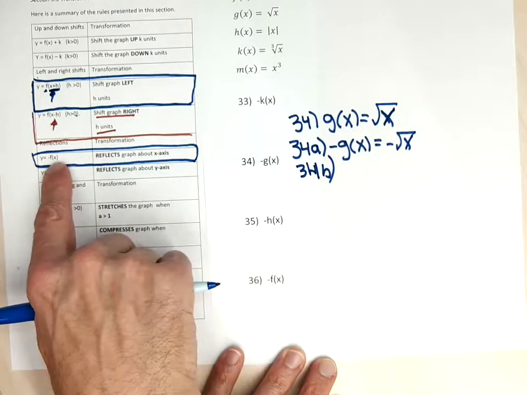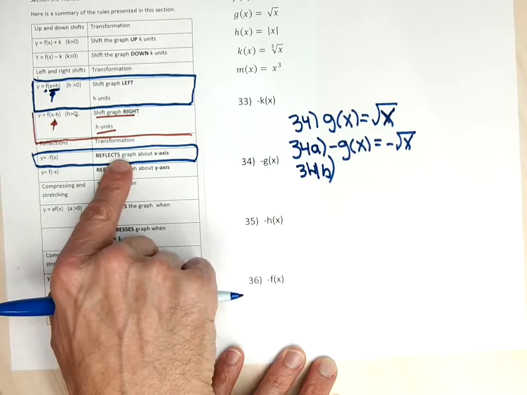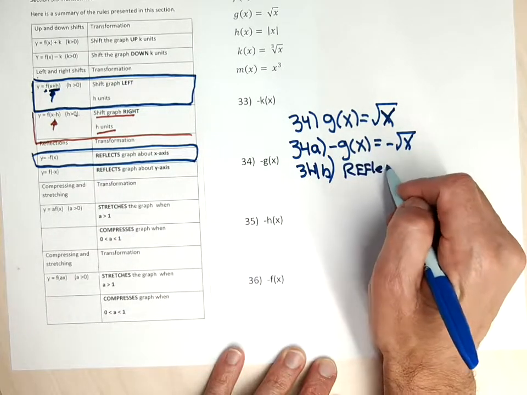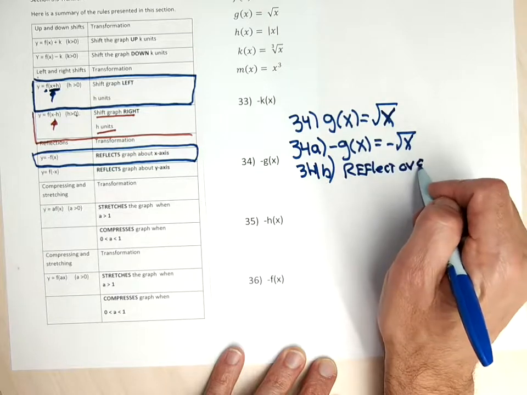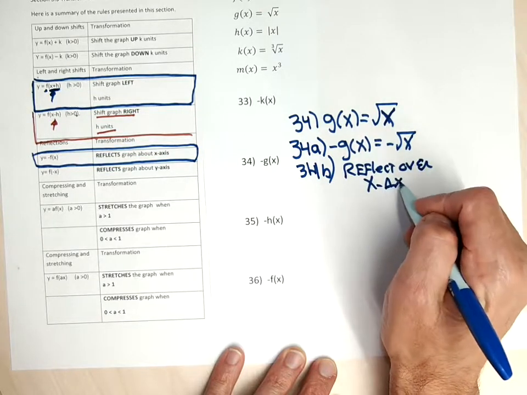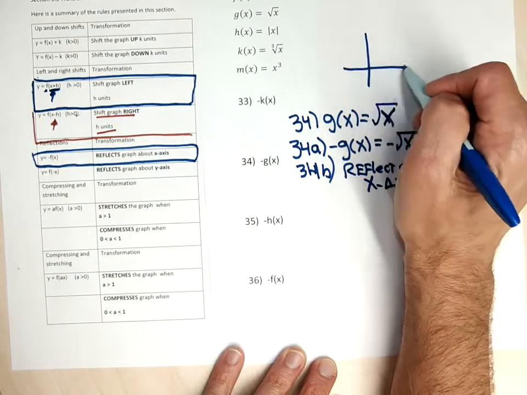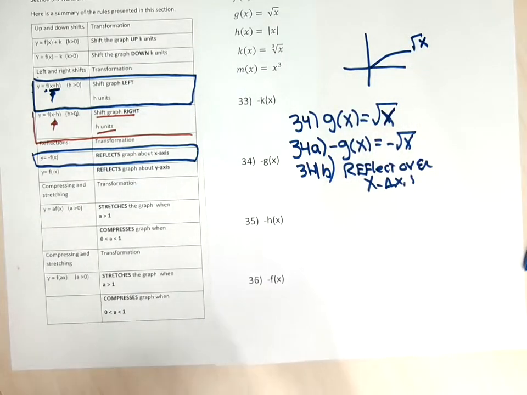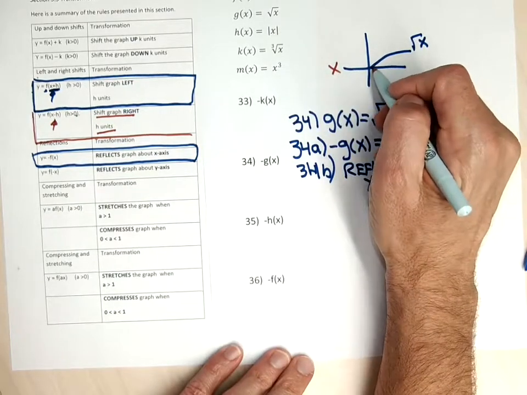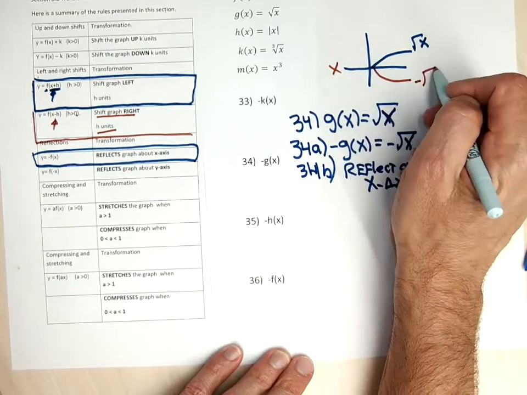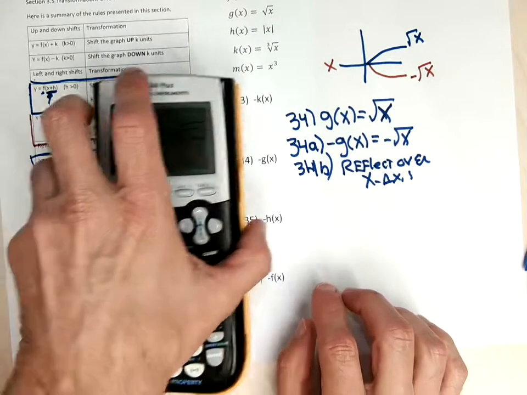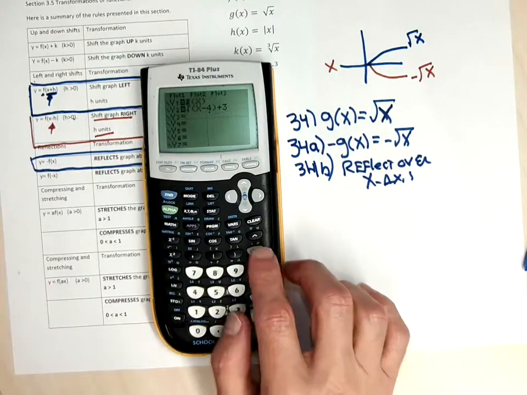And for part B, negatives in front of function notations flip the graph over the x-axis. So I'm going to say it reflects it over the x-axis. And so again, the initial graph of square root of x looks something like that. And flipping it over the x-axis, the flip is going to look something like that. The negative square root of x is going to be the graph just flipped over using the x-axis as a mirror.